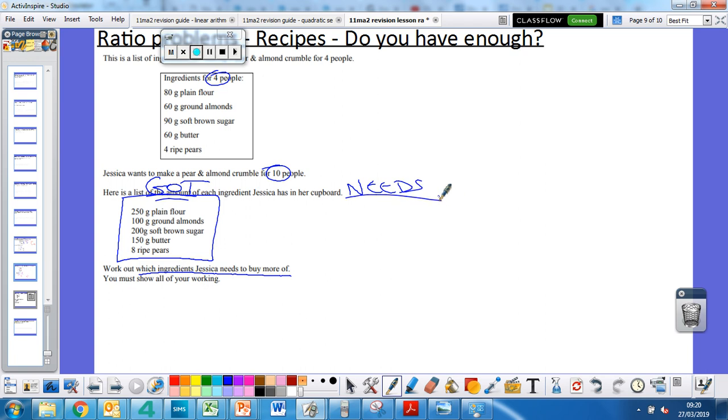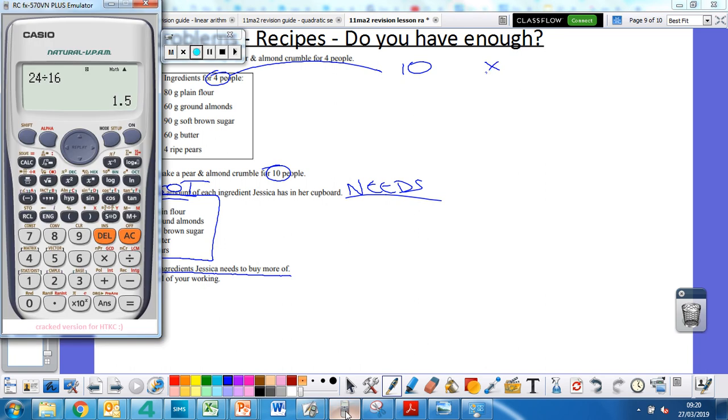So, as before, a recipe for 4, scaling up to 10. So we're going to take the 4 and scale it up to 10. We need to know the multiplier that goes from 4 to 10. So, as always, we do the finish, 10, divided by the start, 4. This gives us 2.5. So, we're going to need 2.5 lots of everything. So, our multiplier is 2.5.